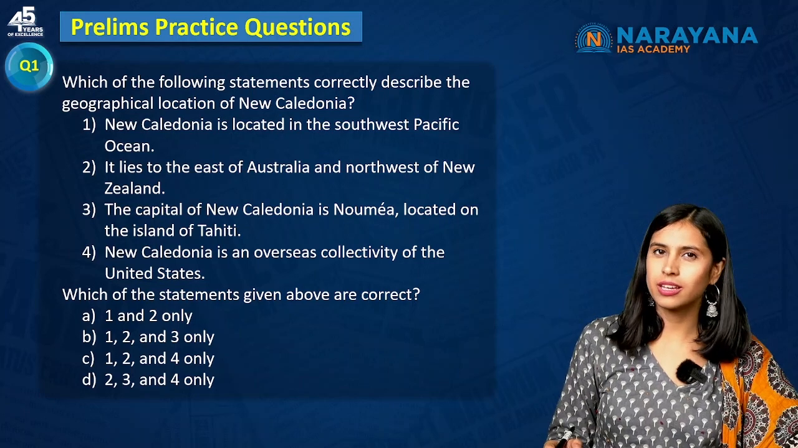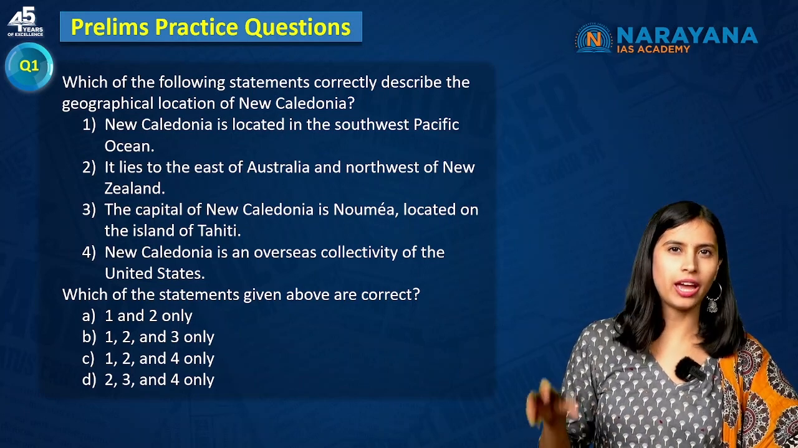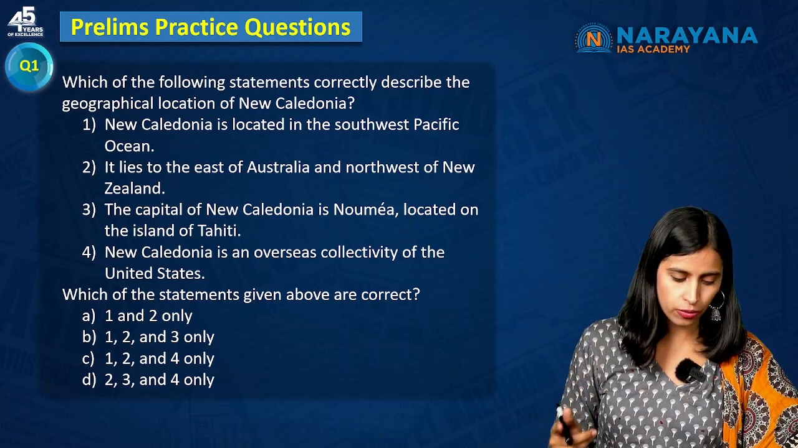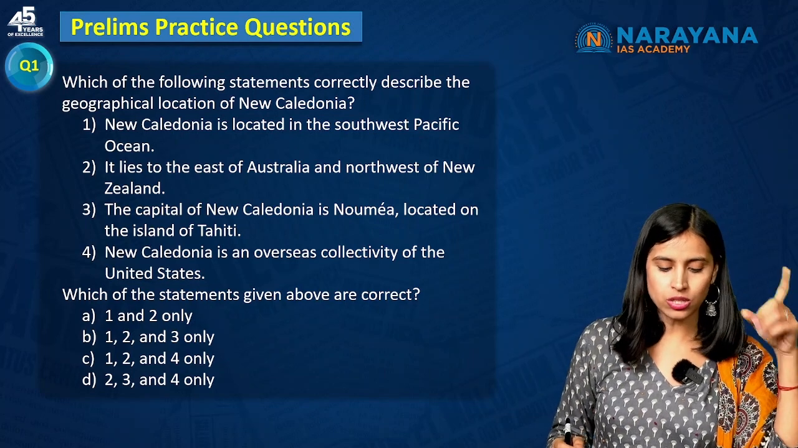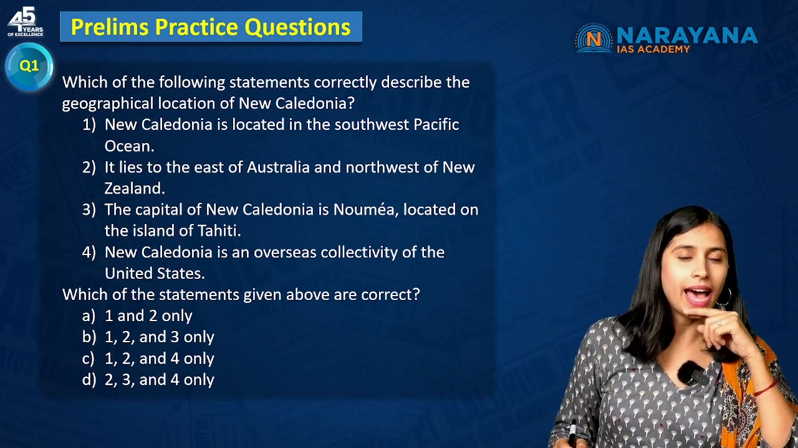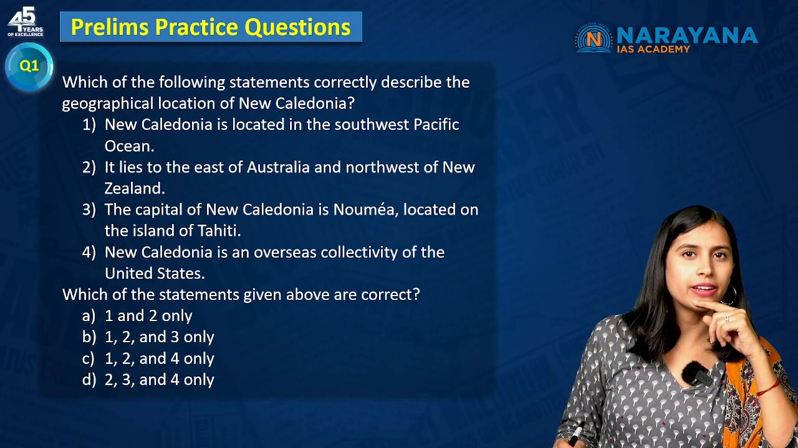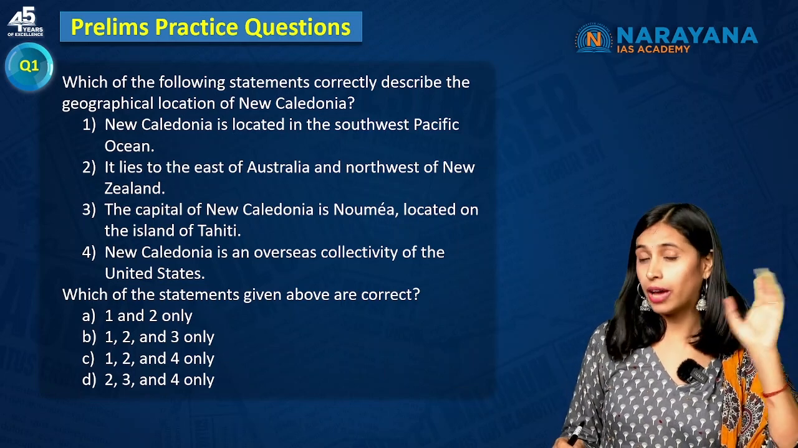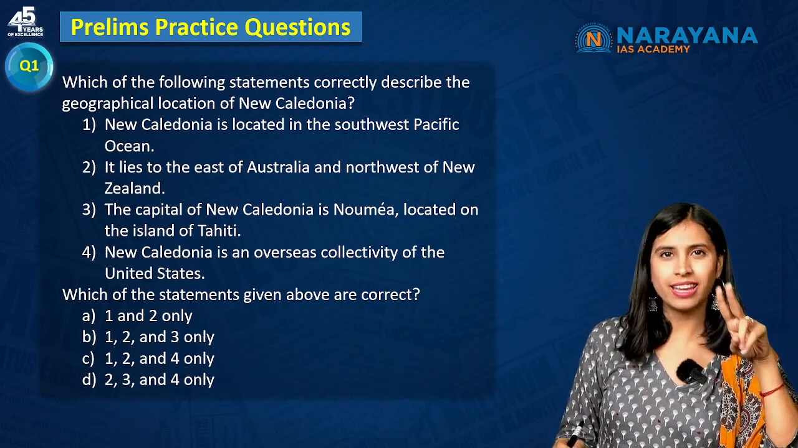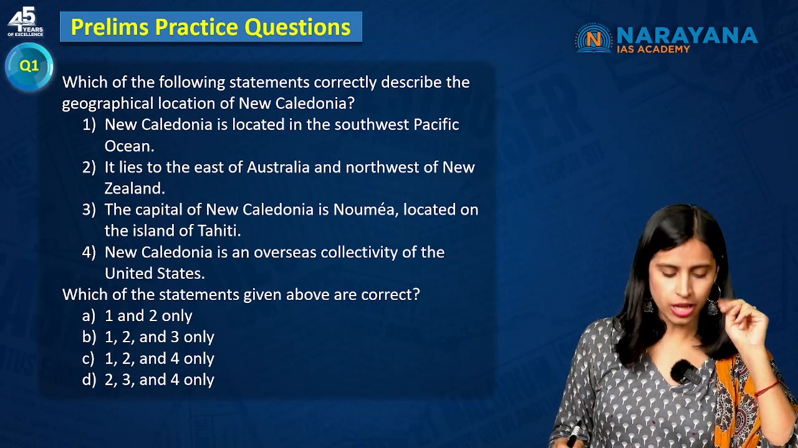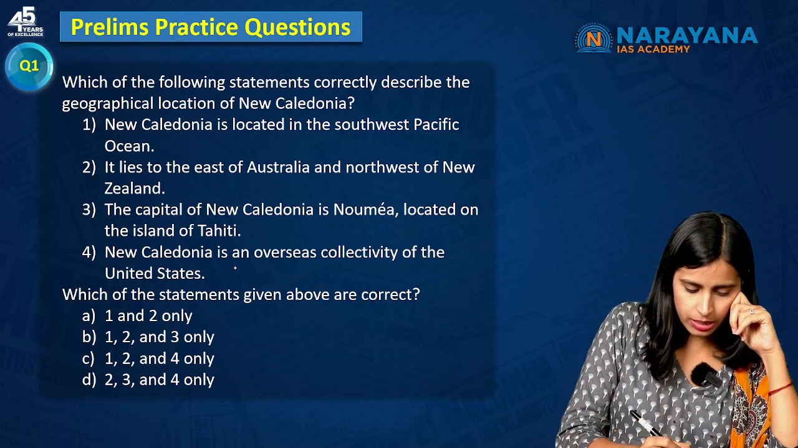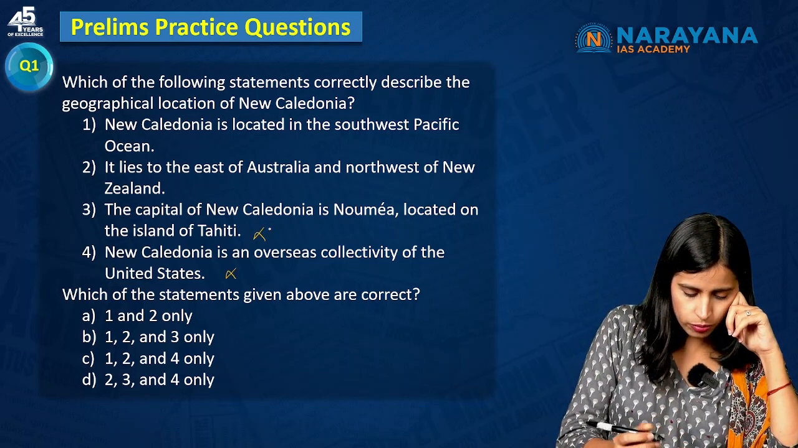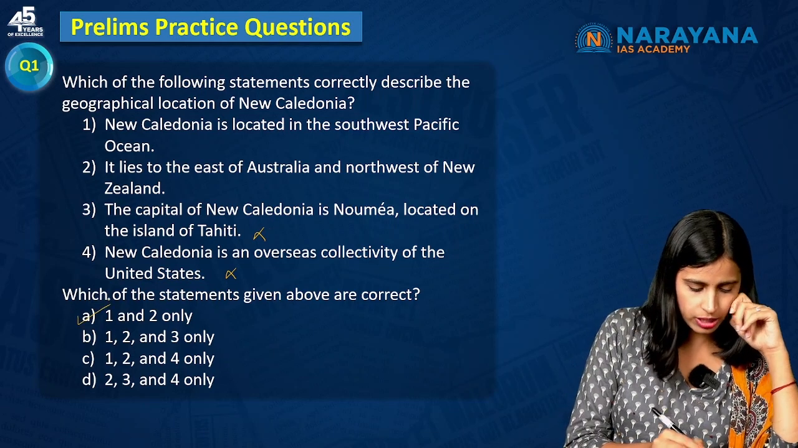The capital of New Caledonia is Noumea, located on the island of Tahiti. That's not what we discussed, right? Tahiti lies in French Polynesia, and there's a different term that we used. And New Caledonia is an overseas collectivity of the US. I said it is an overseas territory of France. I discussed what this term means, and it belongs to France, not to the US. So, of course, this statement is wrong, and this statement is wrong. So we are left with 1 and 2. So the answer is going to be A.